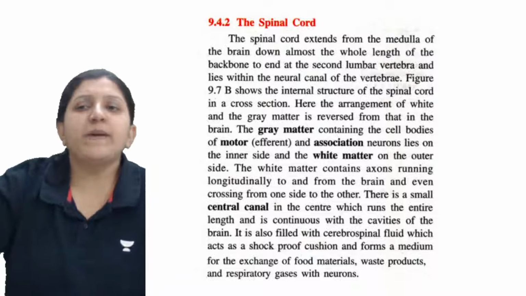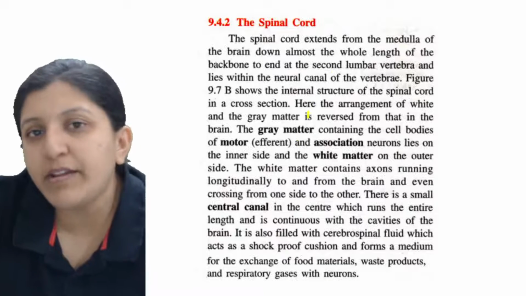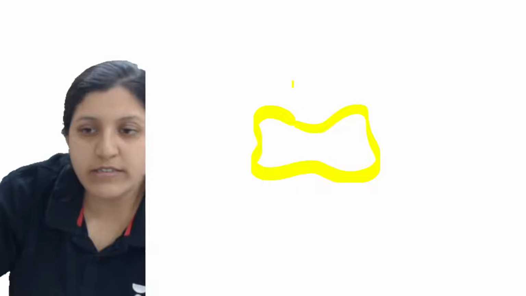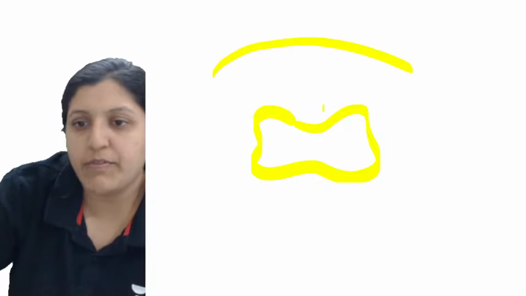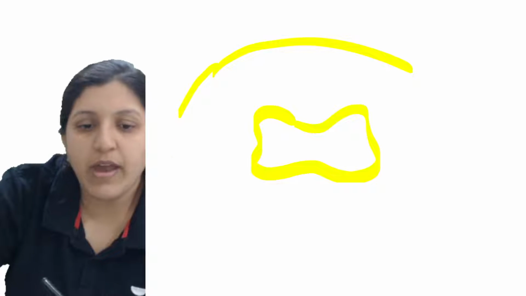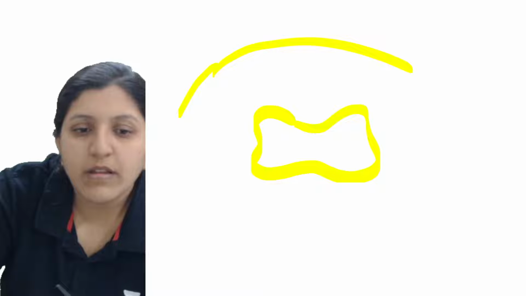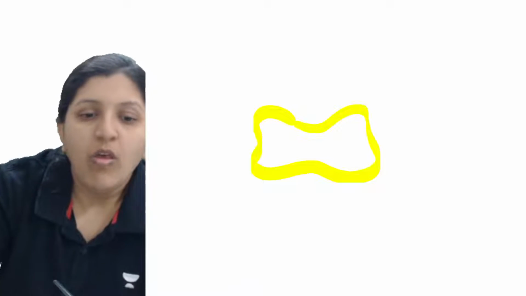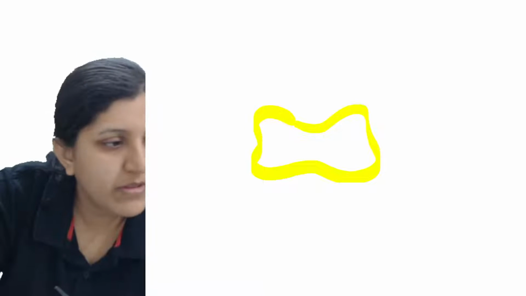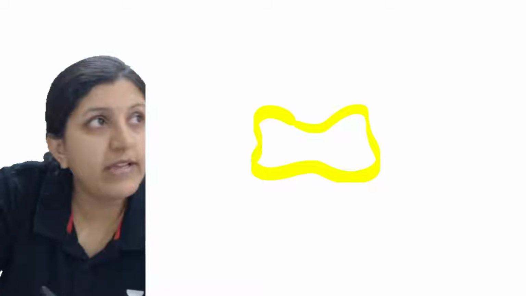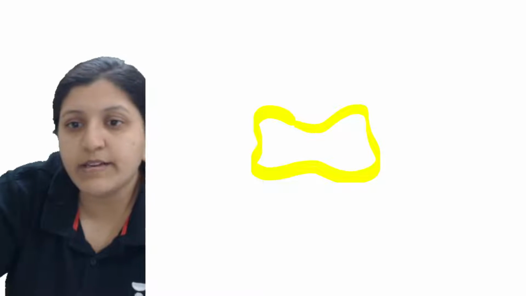So with respect to the spinal cord, it is the reverse here. If I have to show, there is a gray matter and there is a white matter. So you can find there are white matter and gray matter.